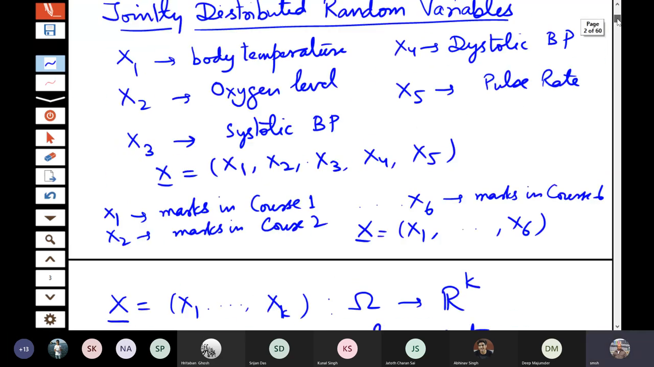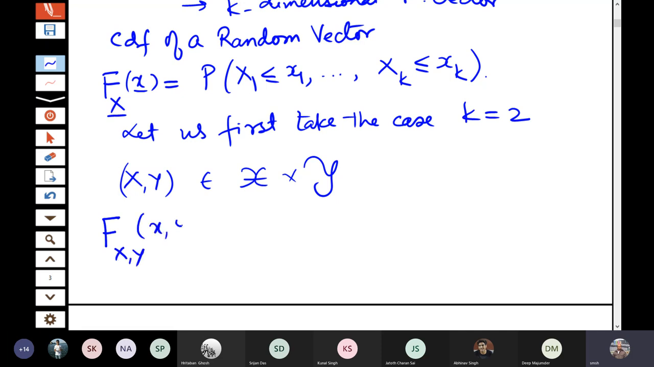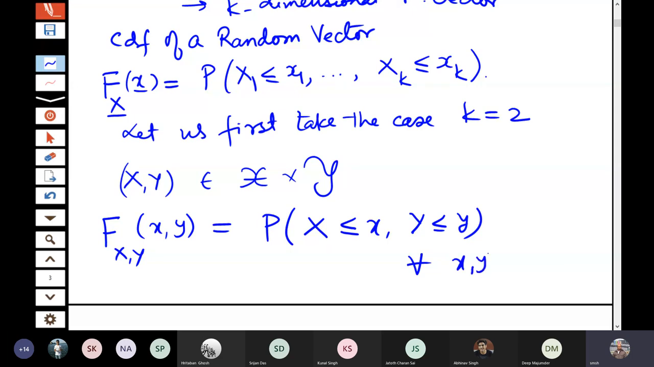So if I take the case k equal to 2, let us consider say X, Y. It is easier to talk about than X1, X2. So X, Y will take values over a certain region. Let us consider F of x, y, the joint CDF. This is nothing but the probability of X less than or equal to x and Y less than or equal to y, for all x, y belonging to R2.